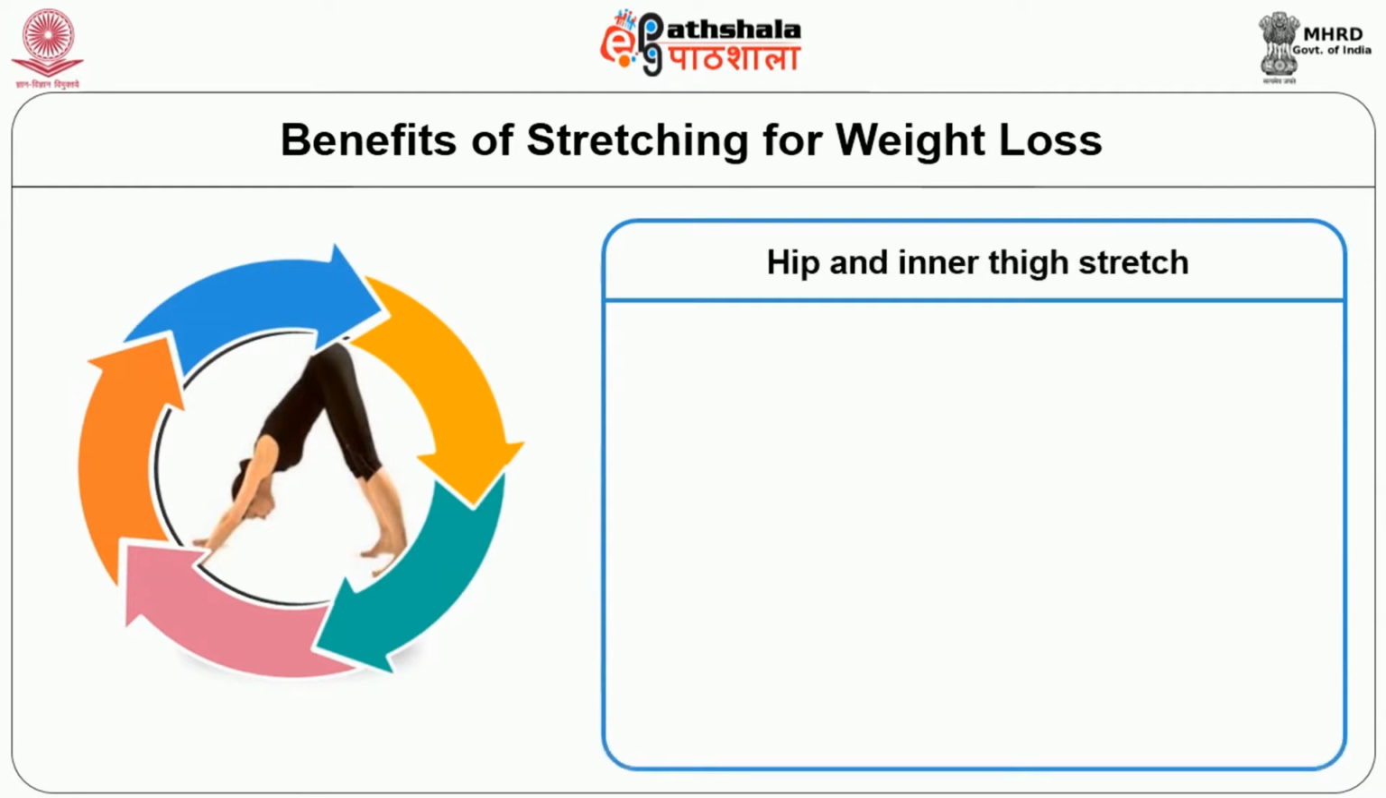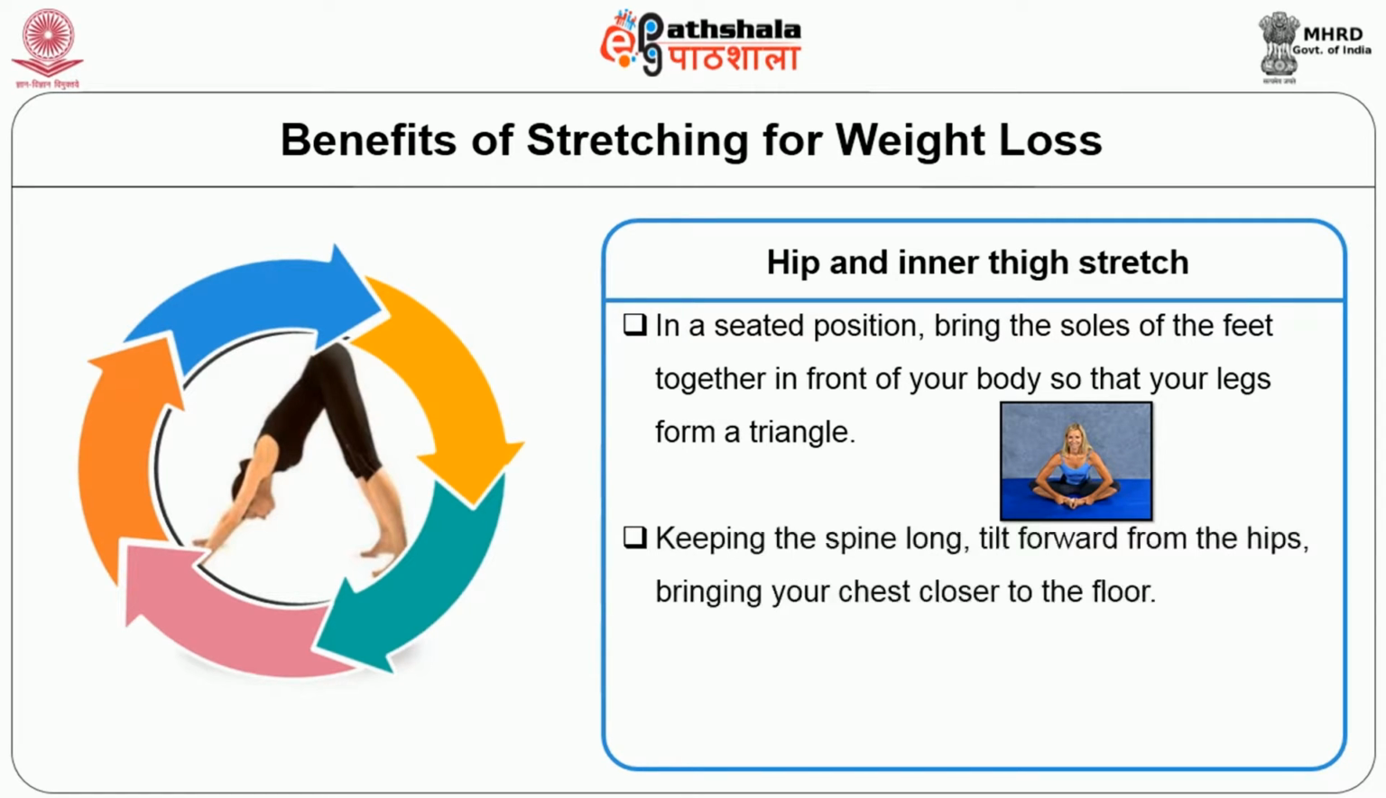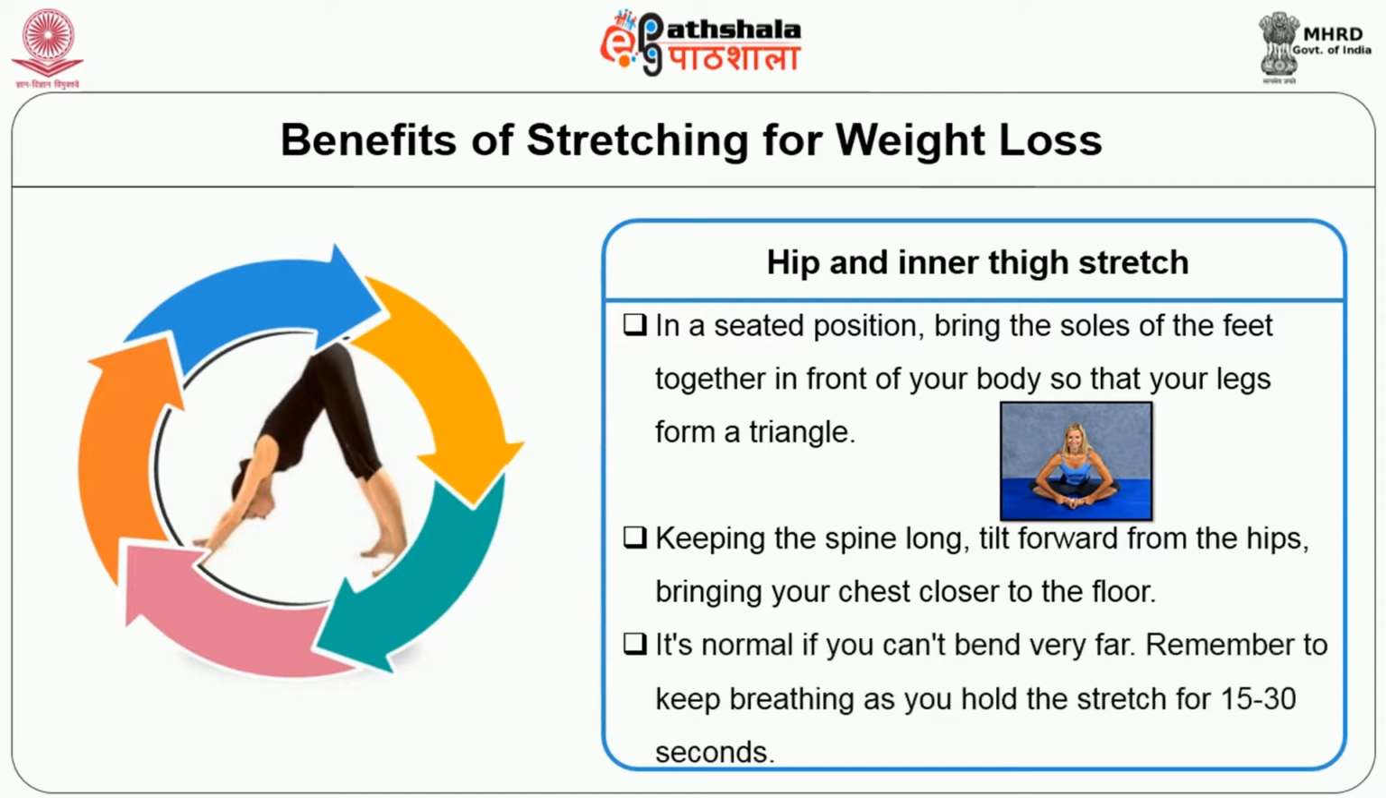Then the next one is hip and inner thigh stretch. In a seated position, bring the soles of the feet together in front of your body so that your legs form a triangle. Keeping the spine long, tilt forward from the hips, bringing your chest closer to the floor. It is normal if you can't bend very far. Remember to keep breathing as you hold the stretch for 15 to 30 seconds.